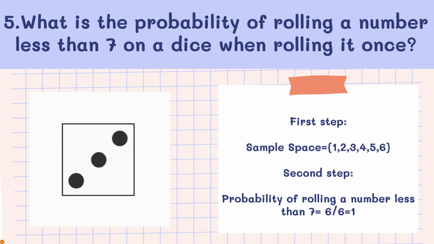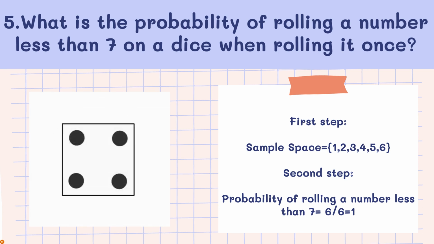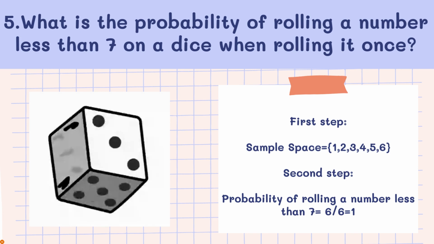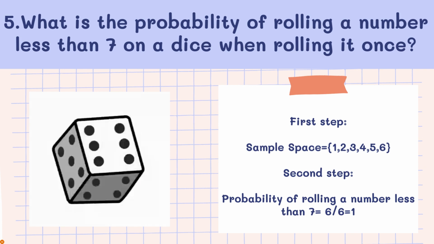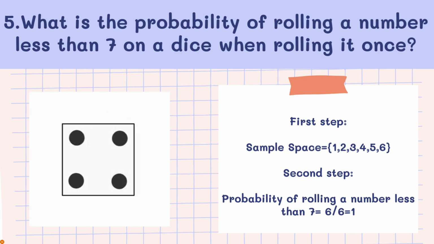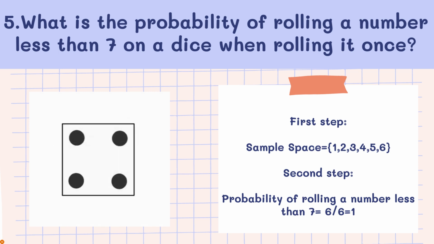The second step is finding the probability of rolling a number less than 7. All the numbers that are less than 7 in the sample space are 6 numbers. So the first number of the fraction would be 6. The second number of the fraction would be the total outcome, which is also 6. So the fraction is going to be 6 over 6. But that's not all, because we have to simplify it. When we simplify it, the final answer is 1.